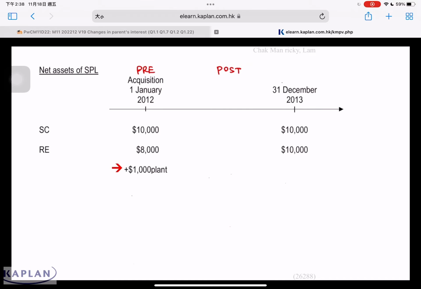There's a plant asset of $1 million. Because of this plant asset, we must account for deferred tax liability at 16.5%. Deferred tax liability is 165. This goes as a set-off. Total 18,835. This represents the fair value of net assets, 100% consolidated.